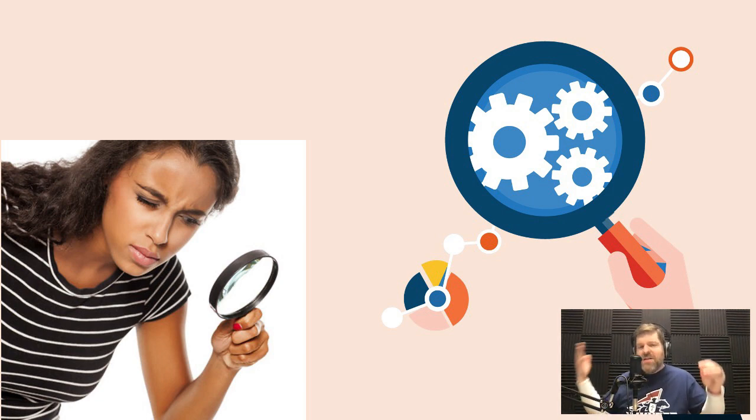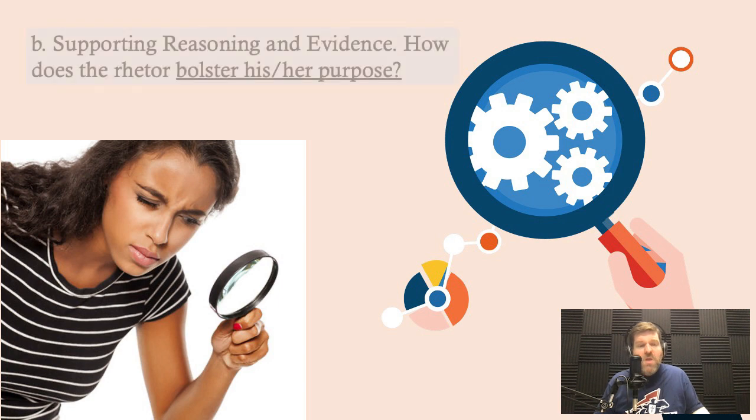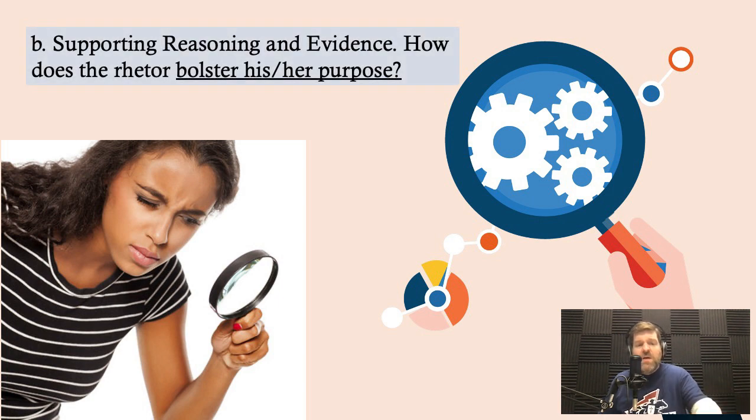Supporting reasoning and evidence is also the job of an analyst. You need to figure out what it is that the rhetor is doing to bolster his or her purpose. So what evidence is he or she bringing to the conversation? What are the facts being laid out? What is the story they're telling? What is the setting that they are creating for it? What are the pieces that they're bringing there? What is the supporting evidence and the reasoning for it? That's going to be an important part for you to identify when you're doing your analysis.